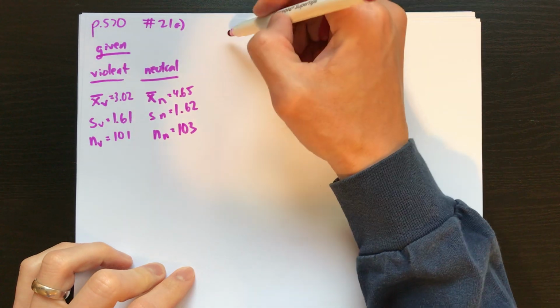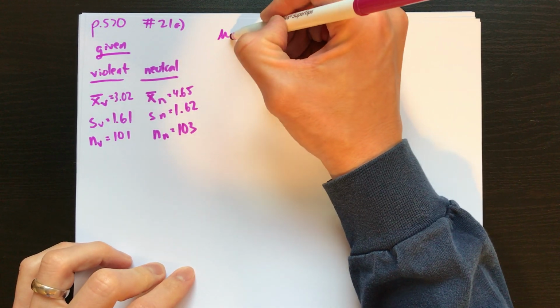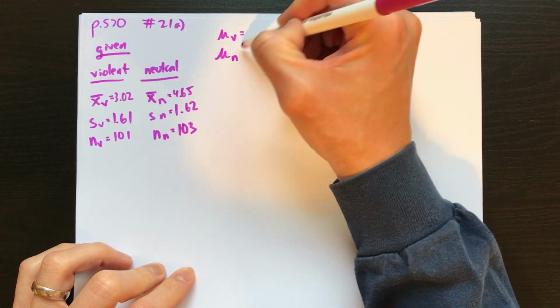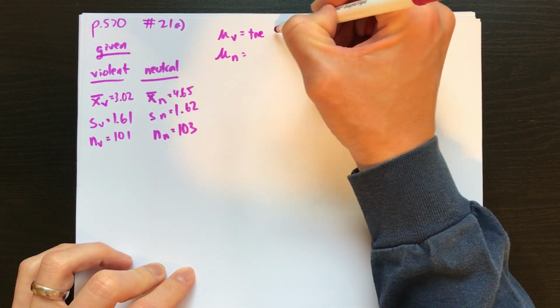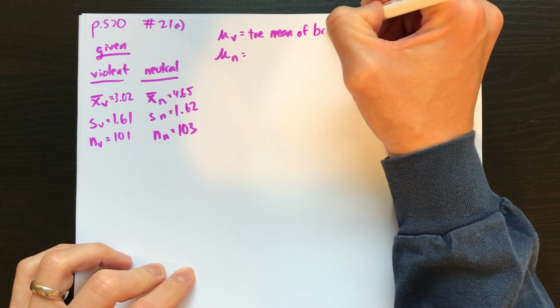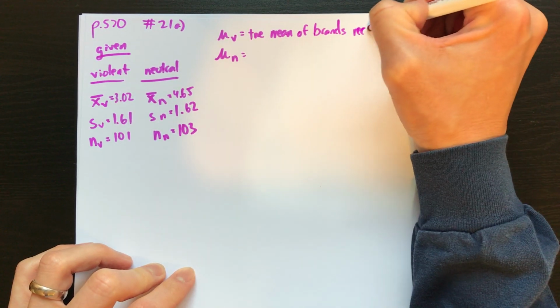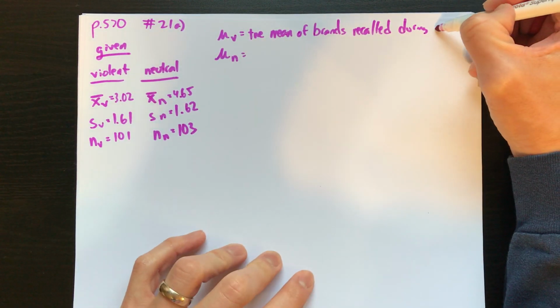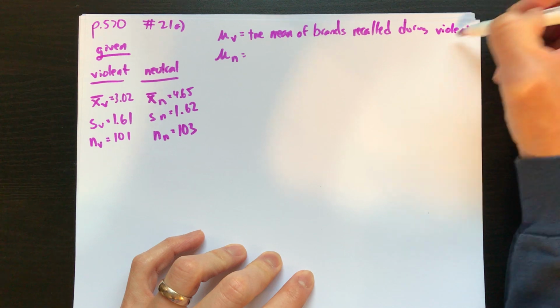okay. So our step one, right? We have to define what mu of violent is, and then mu sub neutral. This is the true mean of brands recalled during violent shows.